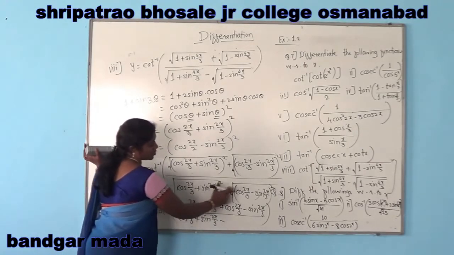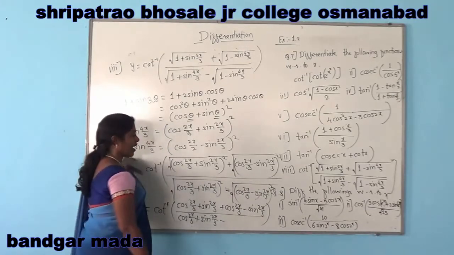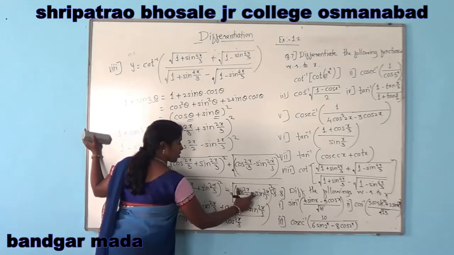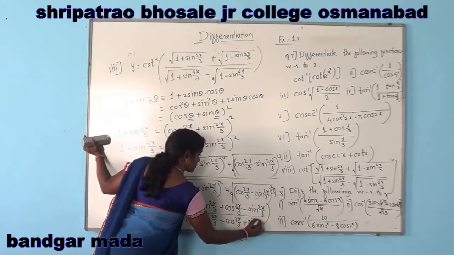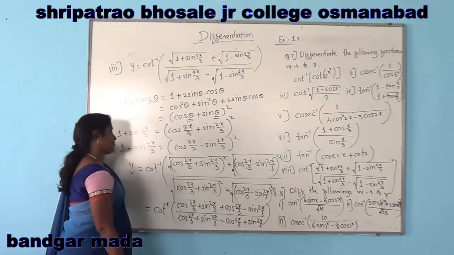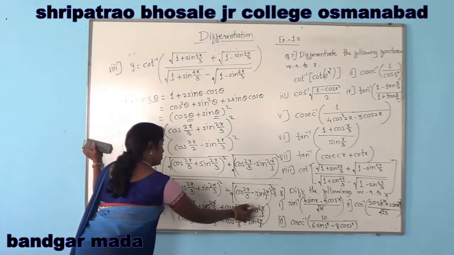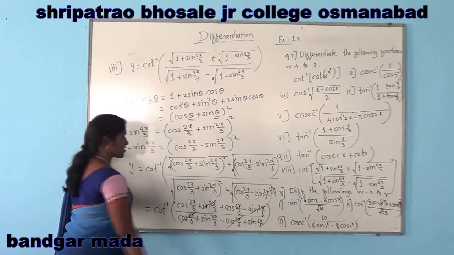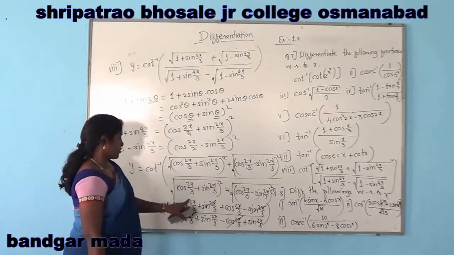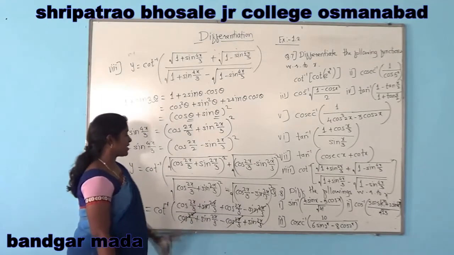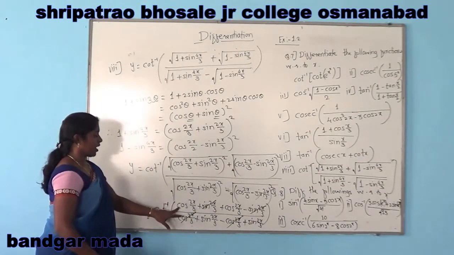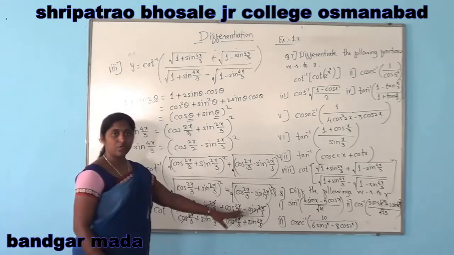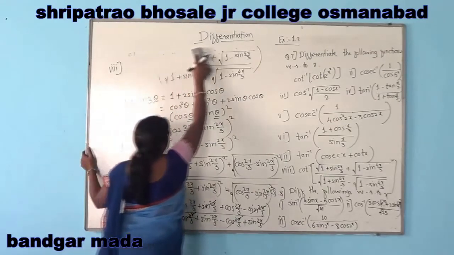Then there is a minus sign, so we have to distribute the minus sign and we'll write cos 2x/3 minus of minus plus sin 2x/3. Now the numerator sin 2x/3 cancels and the denominator cos 2x/3 cancels, and we get cos 2x/3 plus cos 2x/3. So we will get 2 times cos 2x/3. Similarly the denominator 2 times sin 2x/3.